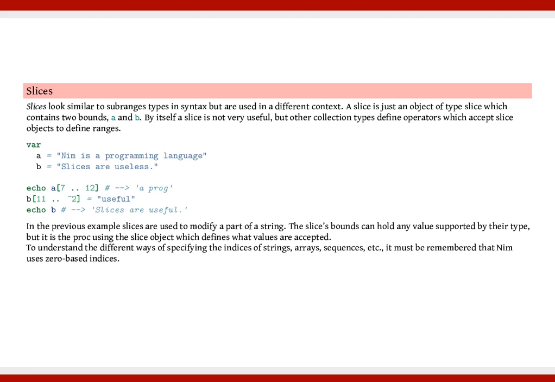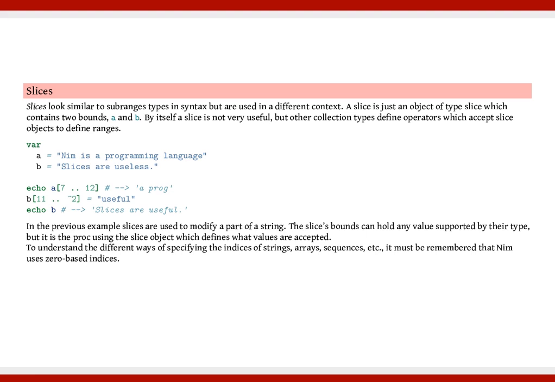var a = "Nim is a programming language". var b = "Slices are useless." echo a[7..12] # --> "a prog". b[11..^2] = "useful". echo b # --> "Slices are useful." In the previous example, slices are used to modify a part of a string. The slice's bounds can hold any value supported by their type, but it is the proc using the slice object which defines what values are accepted.